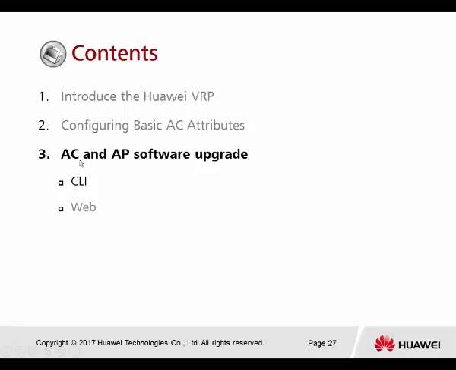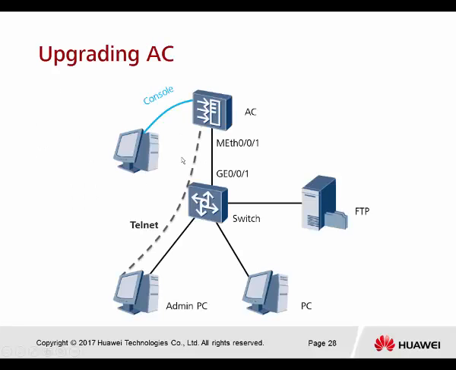Okay, the last topic here is the AC and AP software upgrade. To upgrade the AC, we have many ways to do that. The very traditional way is to use a console connection, using the CLI to command the AC to download it. We can use either FTP or SFTP. The AC will FTP to the server here and get the resources to upgrade the software.